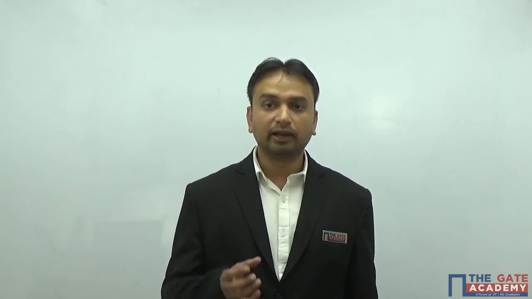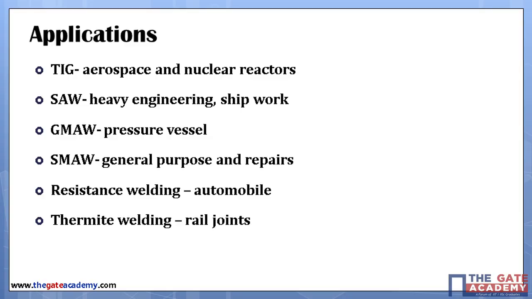Why is it used in the aerospace industry? Let me tell you that TIG welding is very helpful in joining aluminum. If you want to weld aluminum workpieces, TIG should be your first option. That is why aerospace, aluminum, you can connect the dots. Yeah, that is why the aerospace industry uses it extensively. SAW is used for heavy engineering.